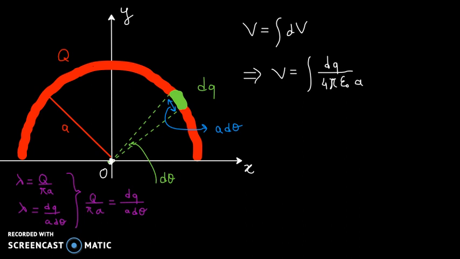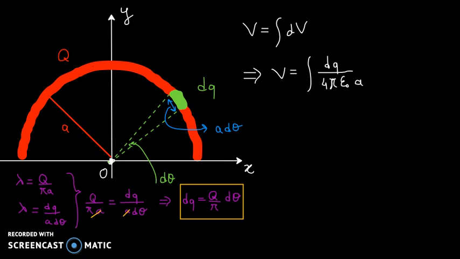Here I have the right-hand side set equal to one another. As you can see, we have a in the denominator on both sides, so those will cancel. And if we rearrange this equation to solve for dq, here's what we get. Here's dq. It's equal to capital Q divided by pi times d theta.